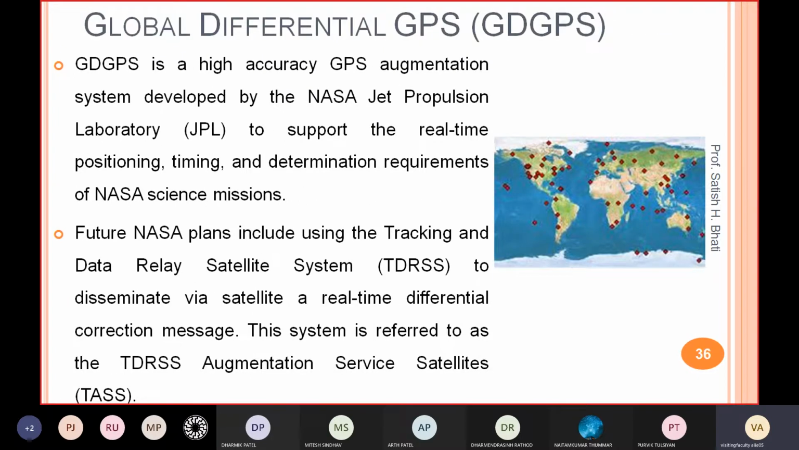Global Differential GPS is developed by NASA Jet Propulsion Laboratory. It's a kind of GPS, but it is an addition to the GPS. They will add some new features. The application is real time positioning, timing, and determination for the requirements of NASA science missions. So more specifically, NASA will use this augmented system.